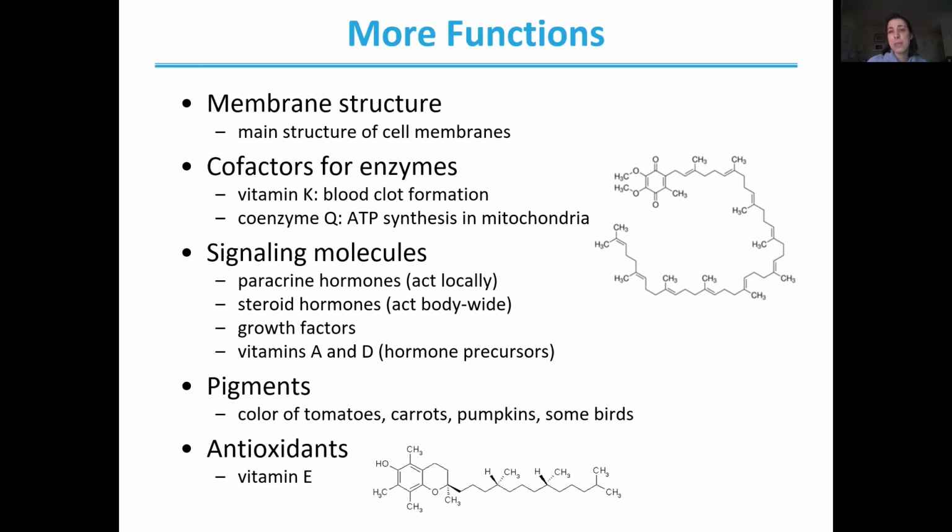Now, lipids also can be used for pigments. This is probably one thing that is less commonly known about lipids. These can be the properties of things like tomatoes, carrots, pumpkins, and even some birds that make them colorful. Generally, organic molecules are not very colorful, but these lipid pigment molecules use certain alternating single double bonds to bring color to certain organisms.